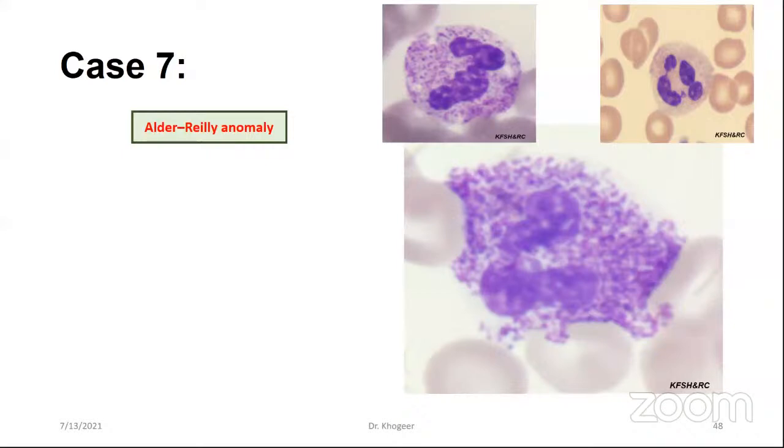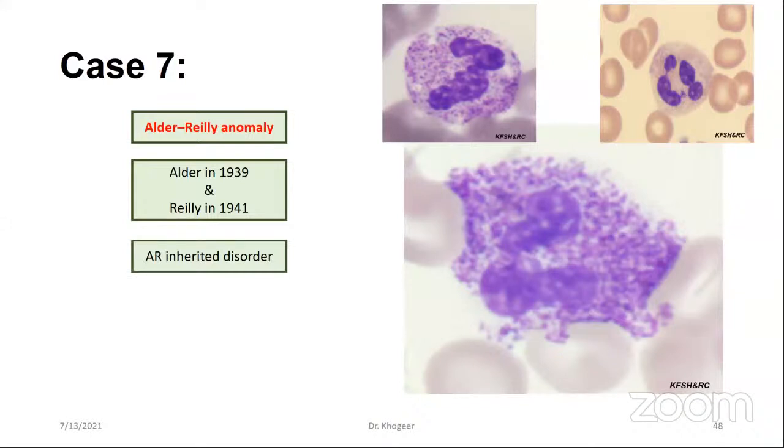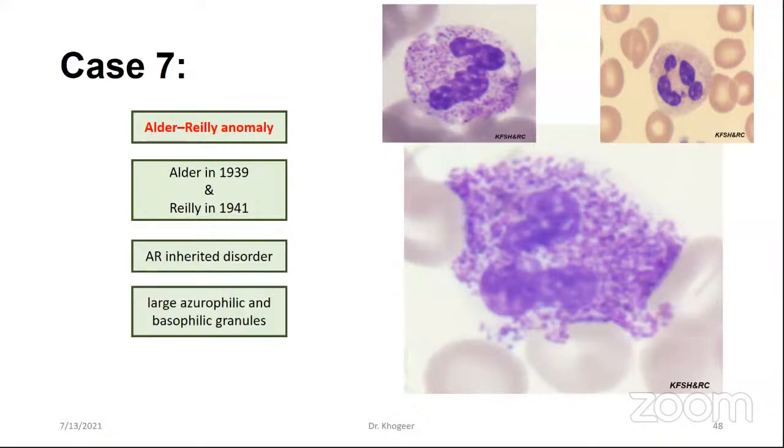So these are Reilly bodies, which can be seen in the Alder-Reilly anomaly. Alder's anomaly was first described by Alder in 1939 and by Reilly in 1941. Accordingly, it is known as Alder-Reilly anomaly. It is again an autosomal recessive inherited disorder characterized by the presence of large eosinophilic and basophilic granules in the cells of the myeloid and lymphocytic series.